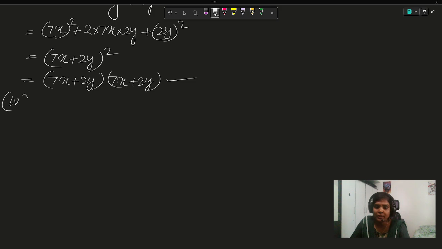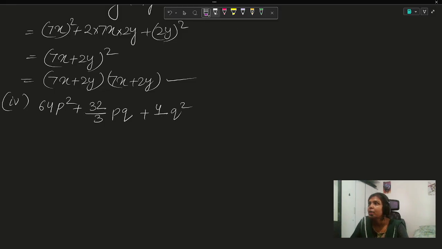The fourth part is 64p square plus 32 by 3 pq plus 4 by 9 q square. Sorry, I wrote q here, it is p... it is 9. Now, what do you think, students? What is the value of a and b here? It looks the same, right? a square plus 2ab plus b square. Let's write it in the simplest format.